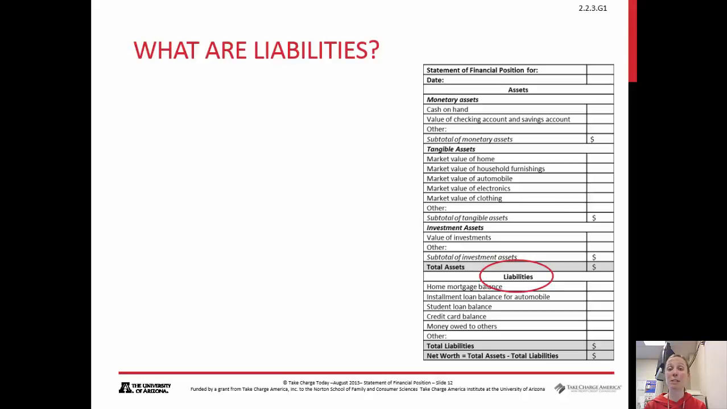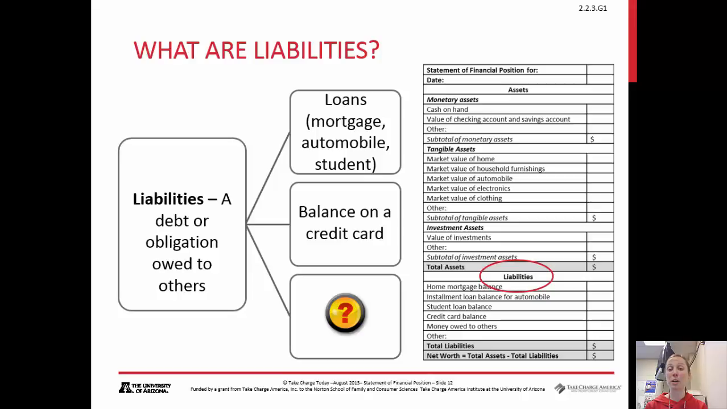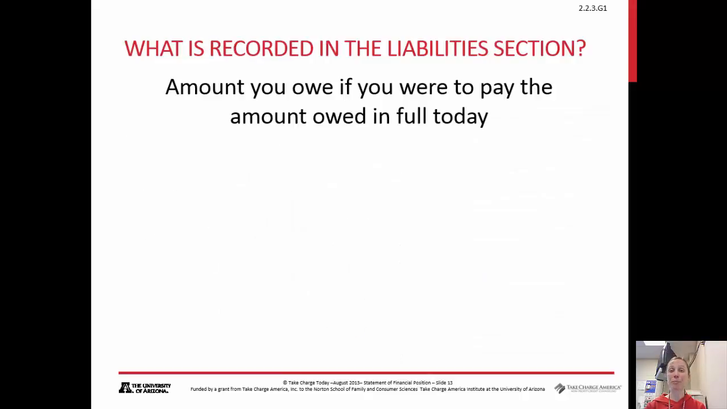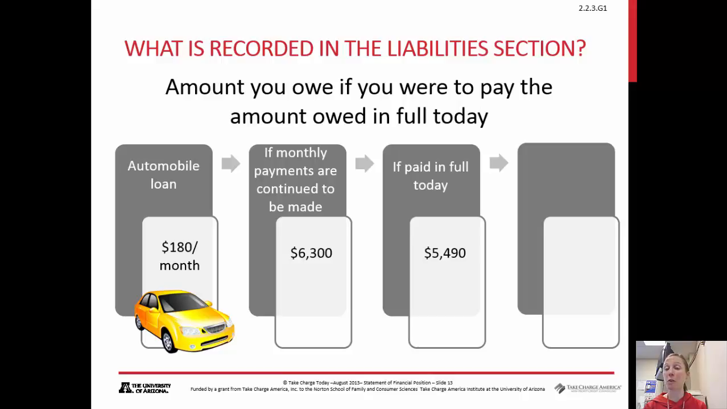So then we move to liabilities. Liabilities are a debt or obligation owed to others. So it could be loans for a mortgage, a car loan, a student loan, or a balance on a credit card. Those are all examples, and maybe you'll think of some more. In the liabilities section is the amount you owe if you were to pay the amount in full today. So a car loan is $180 per month. If monthly payments continue to be made, it's $6,300, but if you paid it in full, you'd only have to pay $5,490 because of interest. So on the statement, you would record the $5,490.